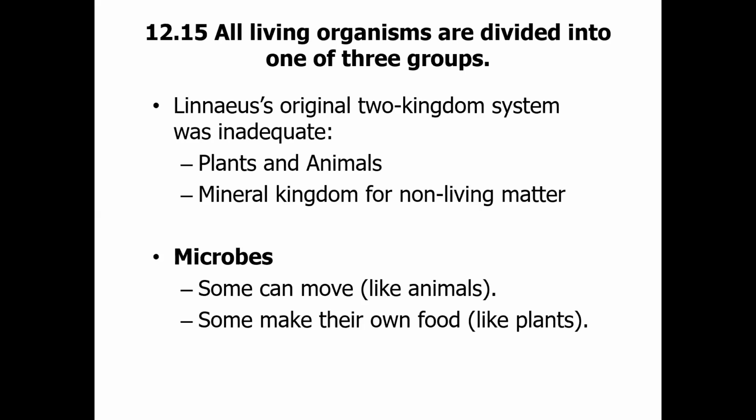However, a big problem with this 2-kingdom classification system was that it didn't account for microbes. Microbes are things like bacteria and molds, organisms that have features somewhat like animals because some of them can move, but also somewhat like plants because some of them can make their own food. They didn't really fit in the plant or the animal box. So it was a big flaw for this system.